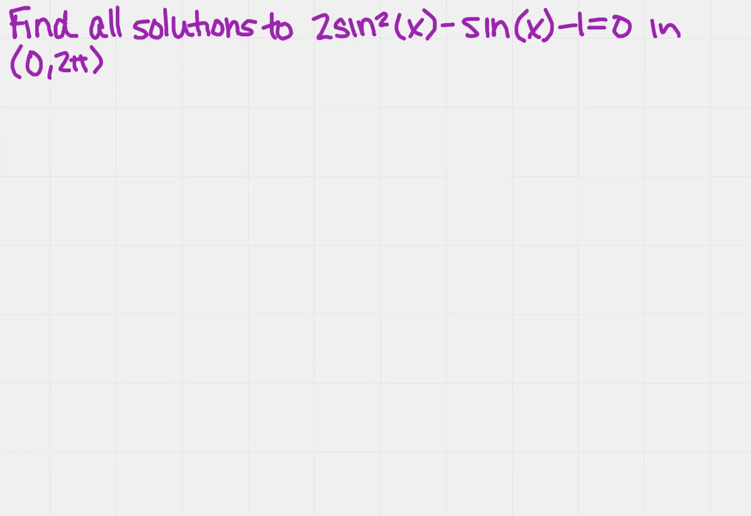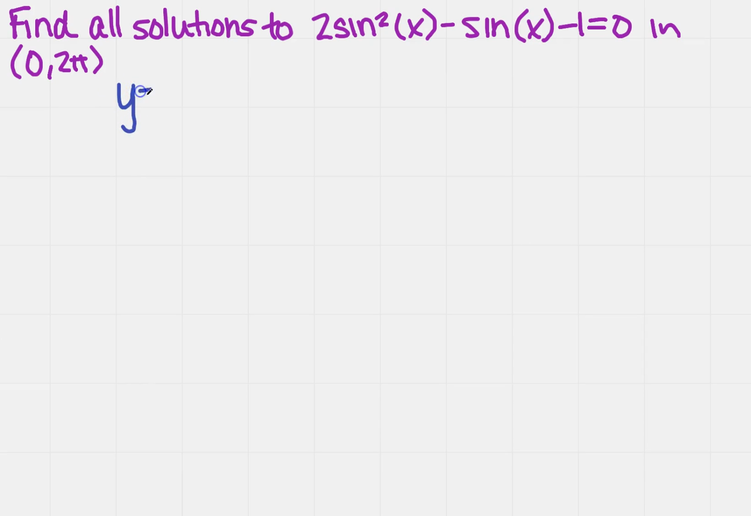Find all solutions to 2 sine squared x minus sine x minus 1 equals 0 in 0 to 2 pi, not including either one. When I first look at this equation, it kind of looks familiar, but I'm not 100% sure exactly what I need to do. But if it just had a single letter instead of all that sine x stuff, I think I could probably solve it. So why don't I let something equal something?